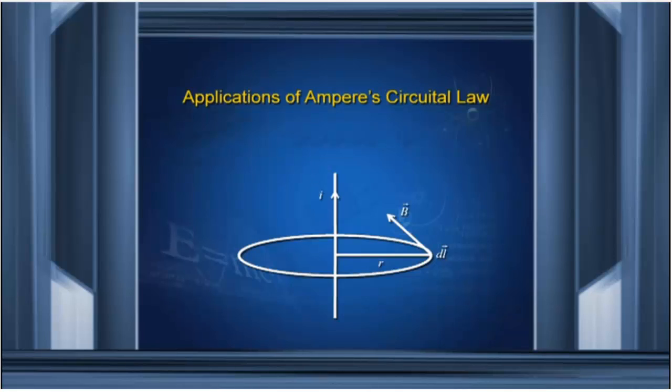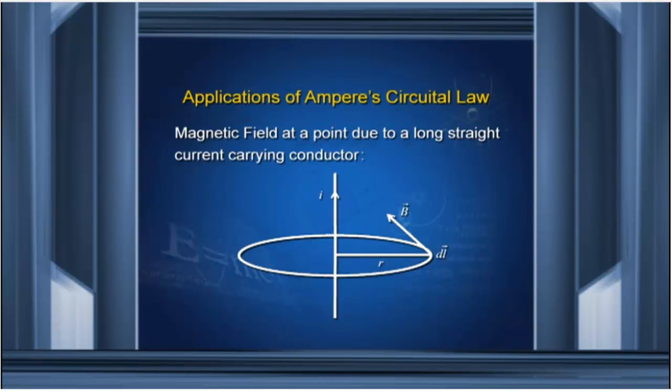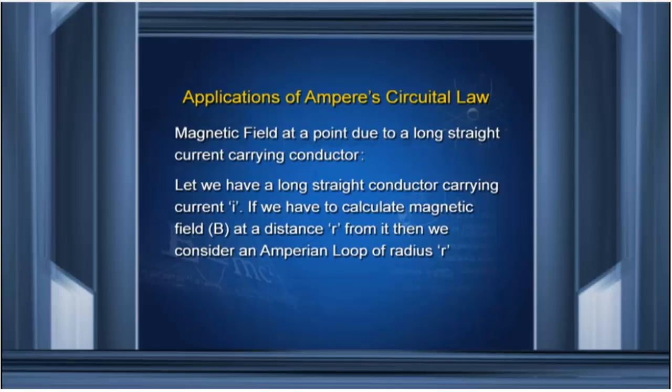So let's begin with the application of Ampere's Circuital law, that is, the magnetic field at a point due to a long straight current carrying conductor. Let us have a long straight conductor carrying current I. If we have to calculate magnetic field B at a distance r from it, then we consider a loop of radius r around the conductor.